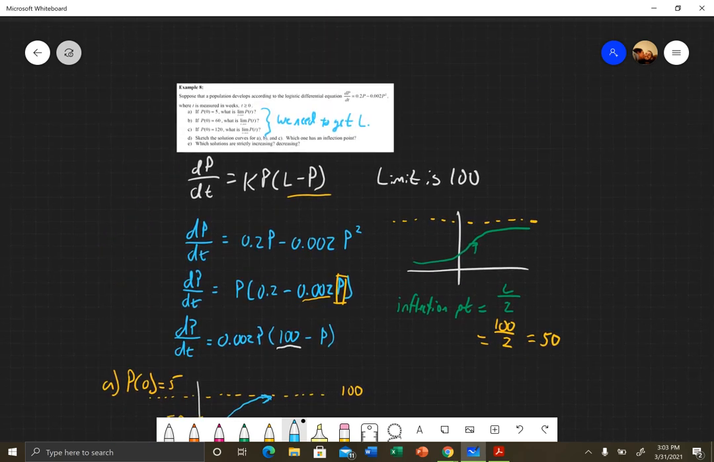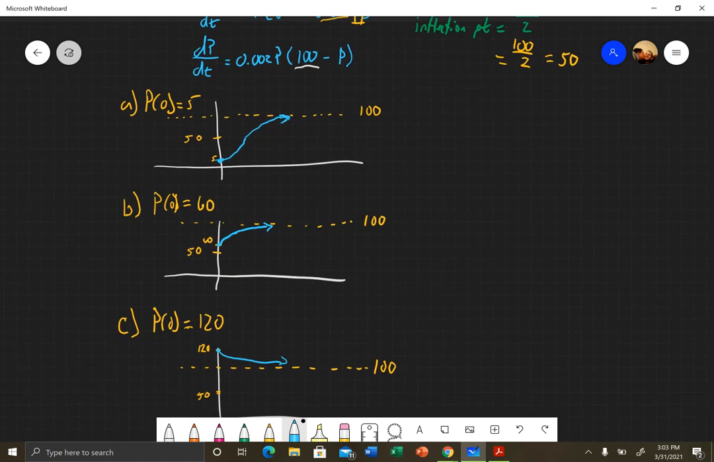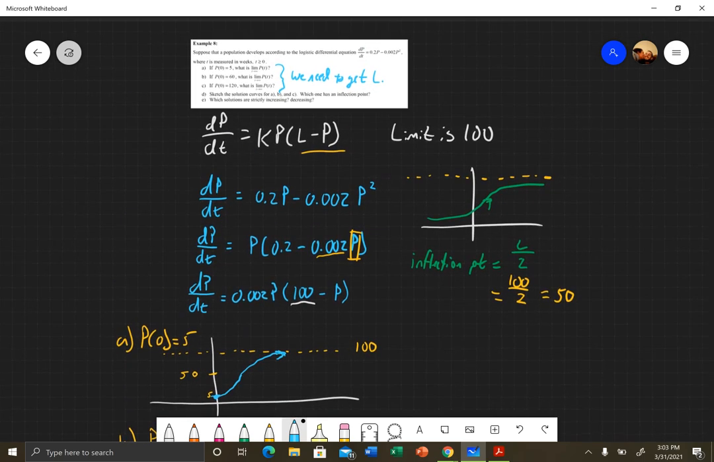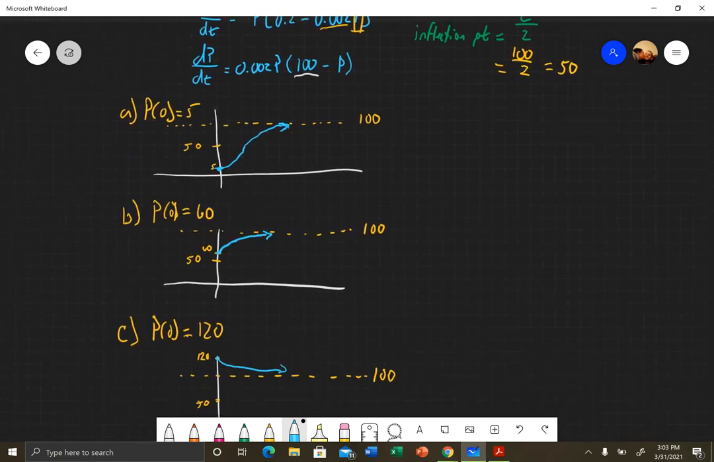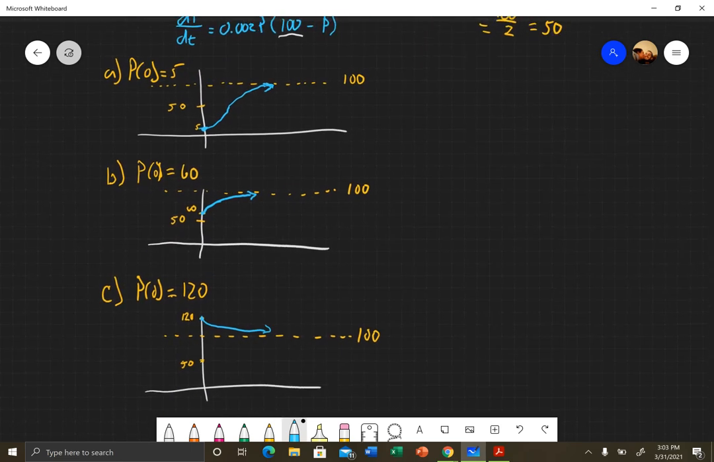And so if we answered part D, which one has an inflection point? Well, that one would have been part A, or sketch graph A, P of 0 equals 5. And which solutions are strictly increasing or strictly decreasing? Again, if we're looking at our graphs, it appears that B is going to be strictly increasing. It's constantly trying to go towards that limit. C is strictly decreasing, right? It looks like it's trying to go down towards that limit.